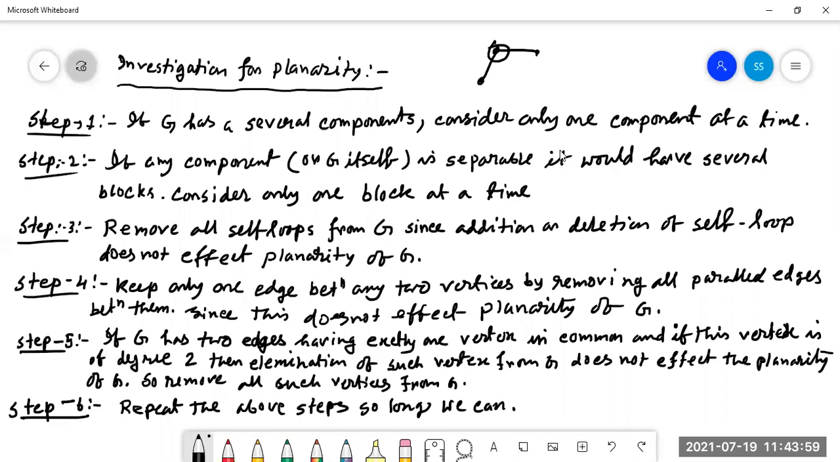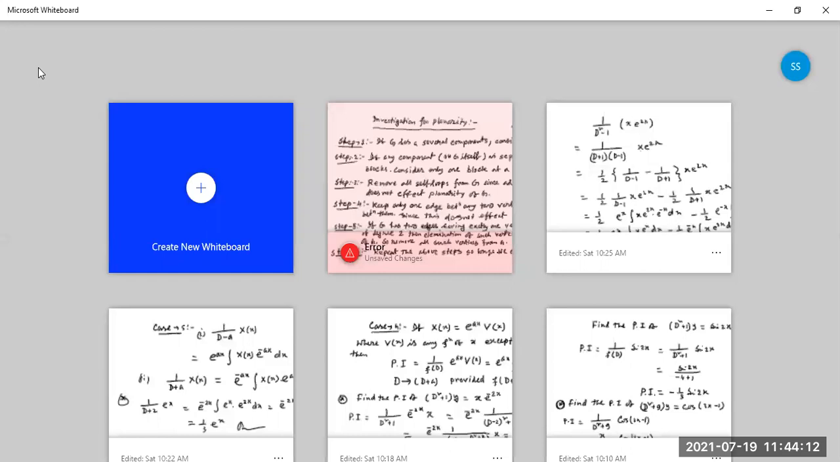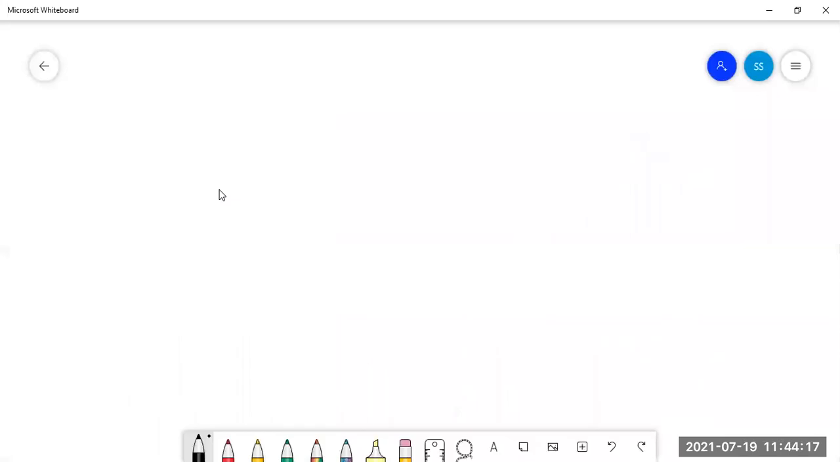Yes, sir. So we are taking one example to find the planarity, including these steps, right? So we are going to the next slide to take an example. Just wait for one second. So we are taking an example: find whether the graph is planar.